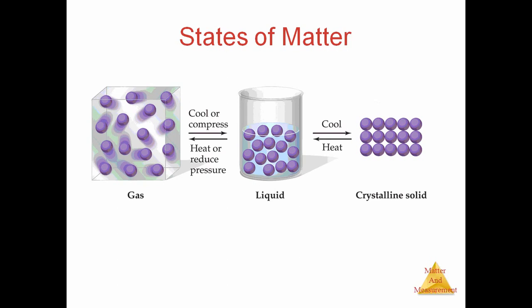Referencing back to the states of matter and their observable characteristics, one can see that the transition between states can be induced by cooling, compressing, heating, or through the alleviation of pressure.